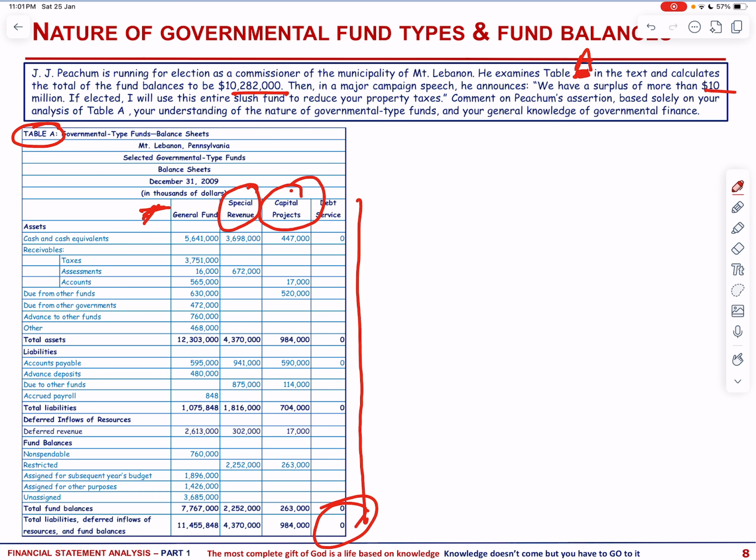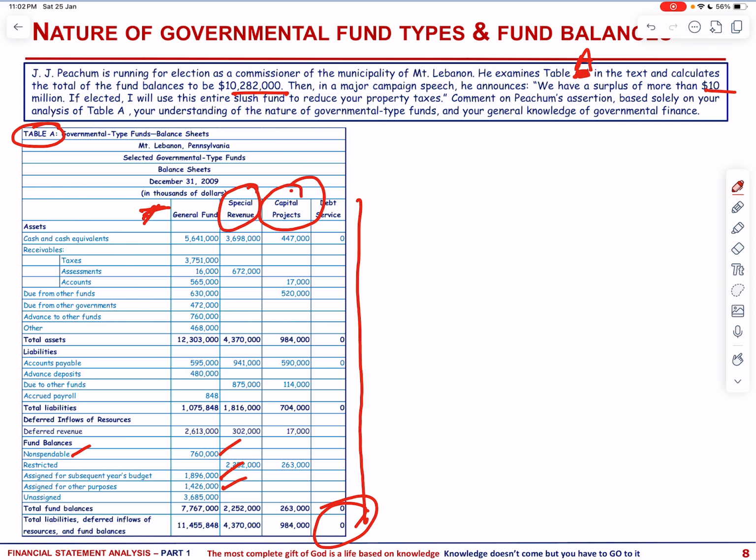Now, if you look over here, the 760,000 that is labeled as non-spendable in the general fund represents long-term loans, meaning it is unavailable for property tax relief unless the loans are repaid. So he cannot use this money. Then 1,896,000 is already assigned to help balance the next fiscal year's budget, so it cannot be used for other purposes unless expenditures are reduced.